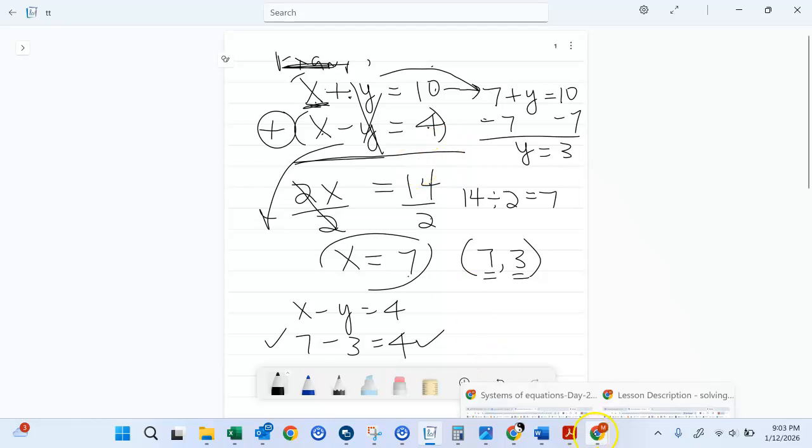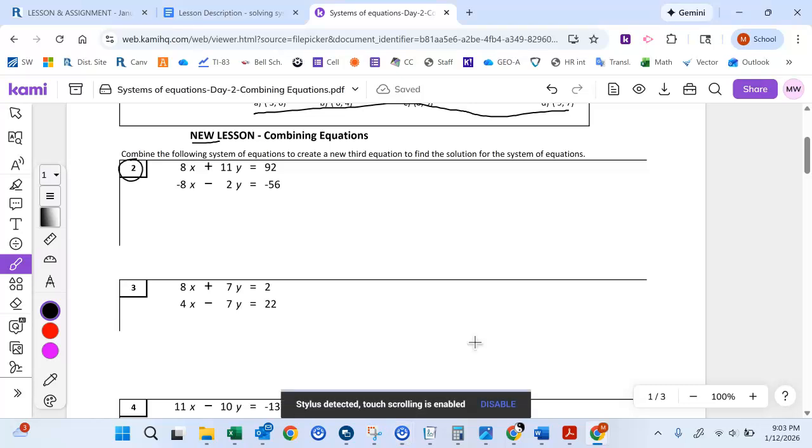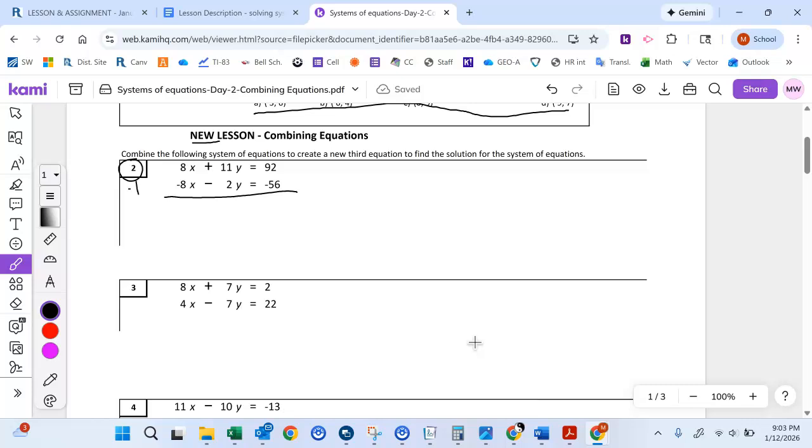So let's go back to the assignment. Okay, so we look at this, the first question, number 2, we're going to try it. So what we're going to do is put a line under this and we're going to add this equation, this whole equation right here.